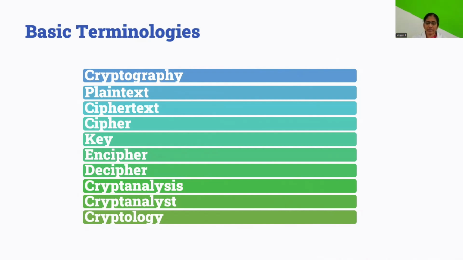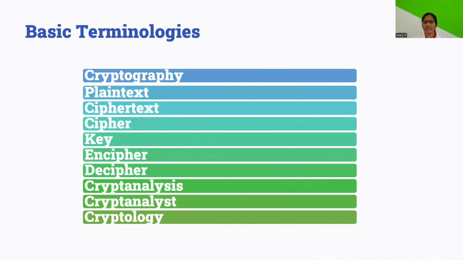Okay, next one is the key. Key is some critical information used by the algorithm, that is, used by the cipher. The key is known only to the sender and the receiver. If it is known by the opponent, then it is easy for them to decrypt your information. So that key is secret information, known only by the sender and the receiver. Next one is encipher. What do you mean by encipher? It is the process of converting plain text into ciphertext. That is called encipher.